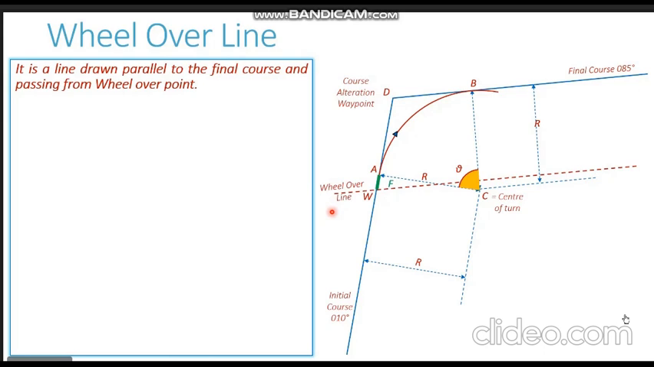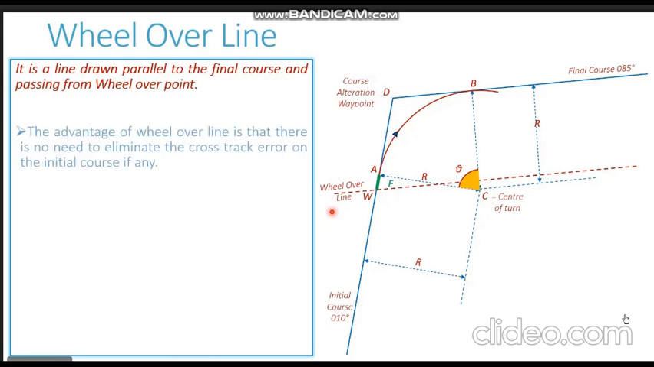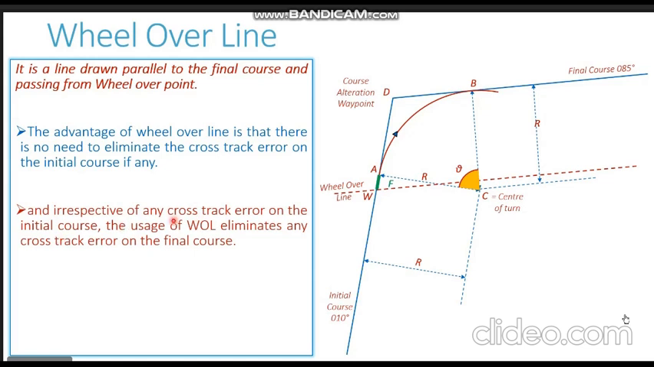Now let us understand the importance of this wheel over line. In case we have a cross track error while we are moving on the initial course, the advantage of the wheel over line is that there is no need to eliminate this cross track error on the initial course, and we will still be able to reach our final course with a zero cross track error. So irrespective of any cross track error on the initial course, the usage of the wheel over line eliminates any cross track error on the final course.